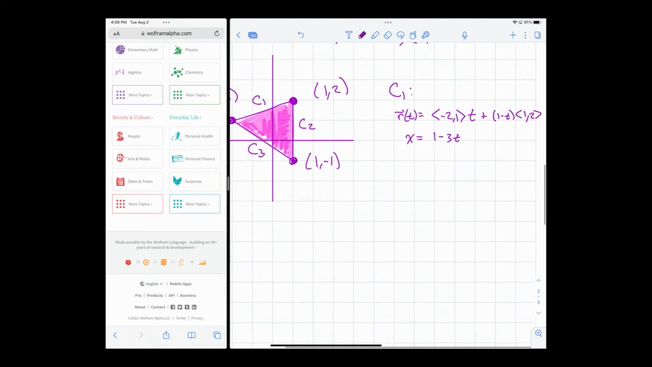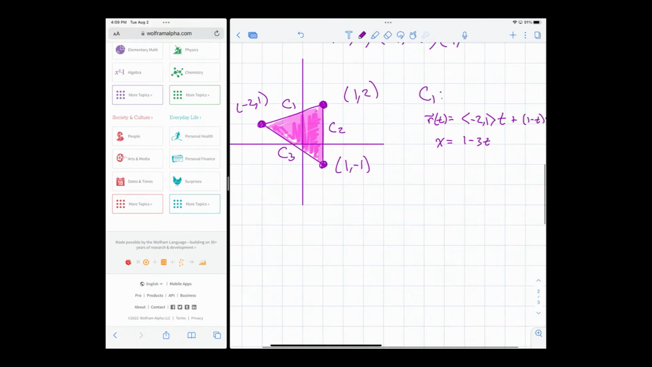The idea there is that if you put in a 0 for t, you're going to get 1 for the x value, which is that one. And if you put in a 1 for t, you're going to get 1 minus 3, which is negative 2, which is that x value. So basically this is that piece of the boundary going from this point to here.